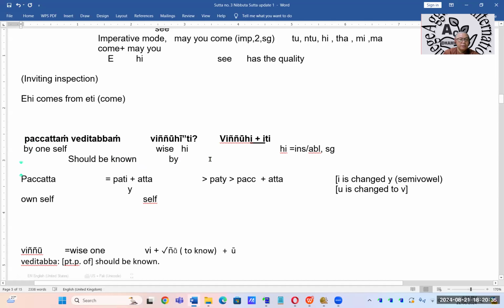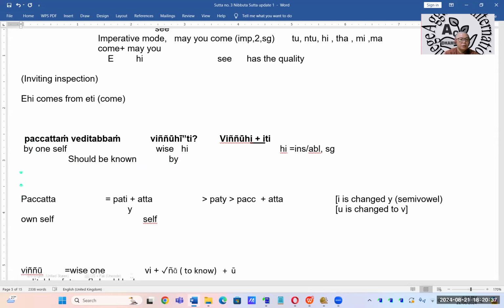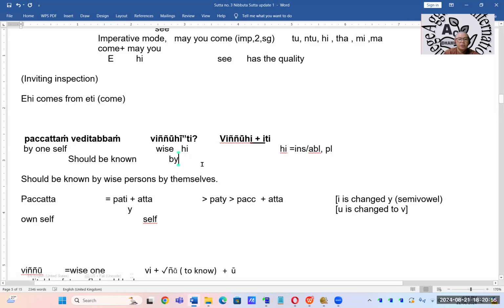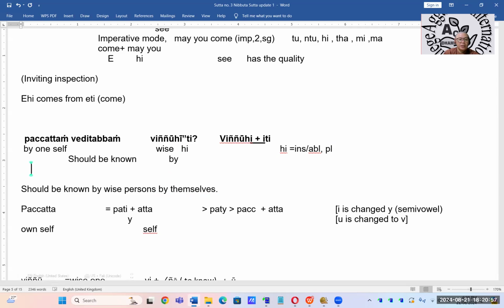Should be known by wise persons, because this is, sorry, this is plural. Should be known by wise persons by themselves. Then you determine this heat should be, then you put a line down there. So you start to put the Pali. It should be instrumental plural. All right. That's how we start to understand the sentence one by one.